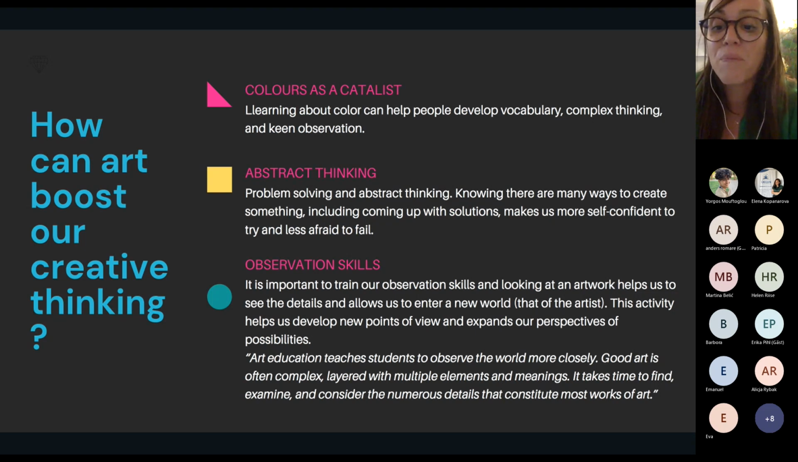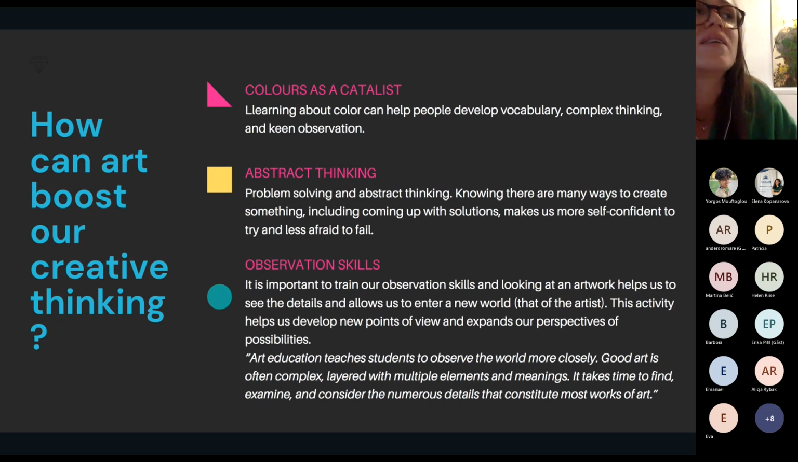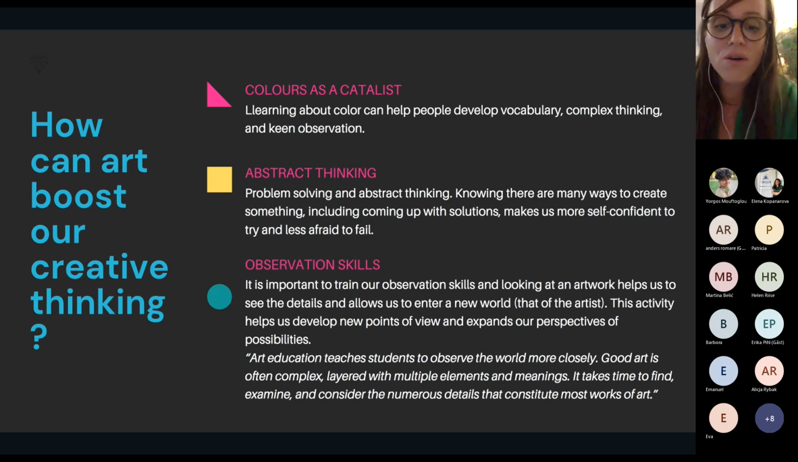This motivation helps people to be creative and make ideas emerge, because art is able to create a good environment. When you are in a good environment, ideas can flow, and art can help with this. For example, in different ways, thanks to color as a catalyst. If we navigate intentionally, learning about color can help people develop vocabulary, complex thinking, and keen observation.